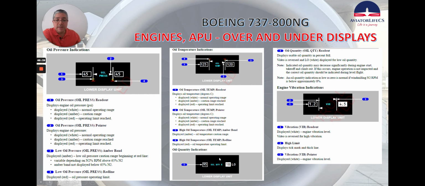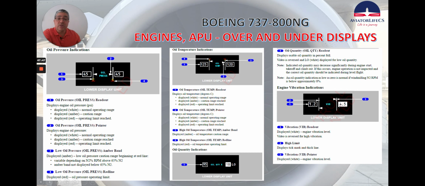We also have the oil quantity indications here in the lower display unit. Displays usable oil quantity in percent full. Video is reversed and low white displayed for low oil quantity. We have a couple of notes here. Indicated oil quantity may decrease significantly during engine start, takeoff, and climb out. If this occurs, engine operation is not impacted and the correct oil quantity should be indicated during level flight. An oil quantity indication as low as 0 is normal if windmilling N2 RPM is below approximately 8%.